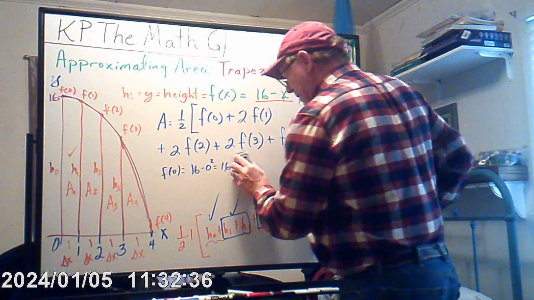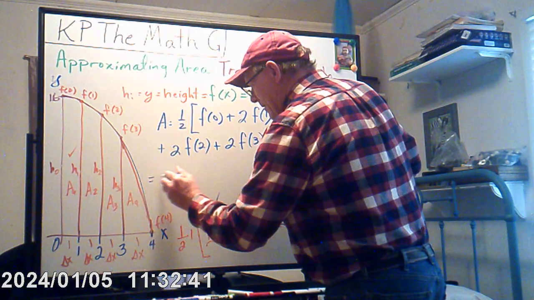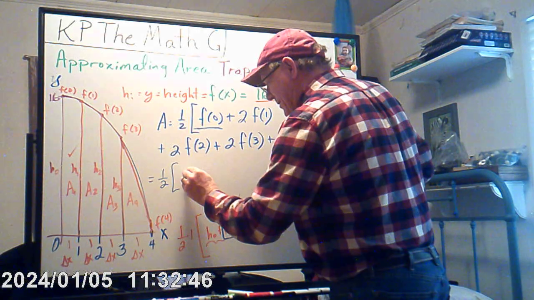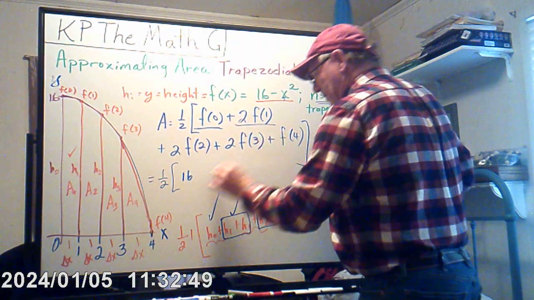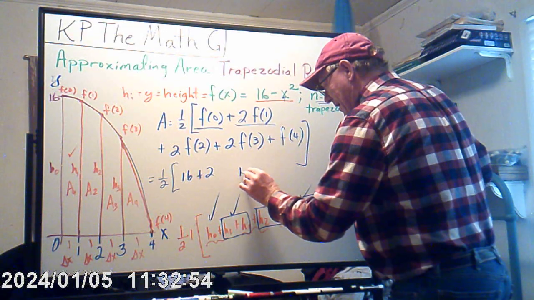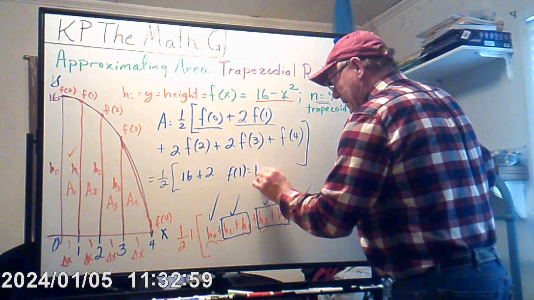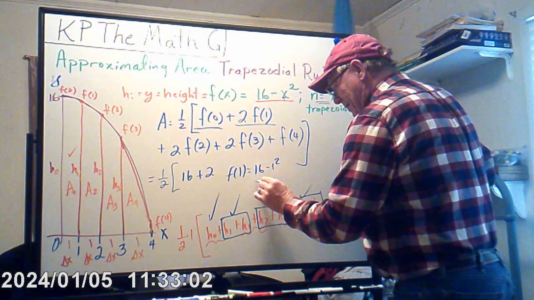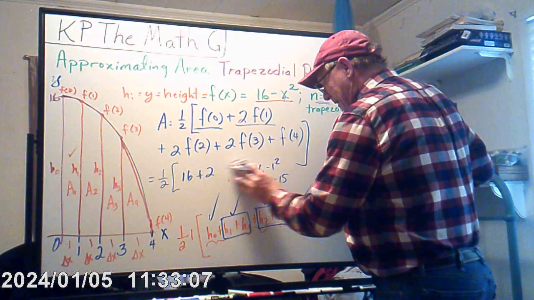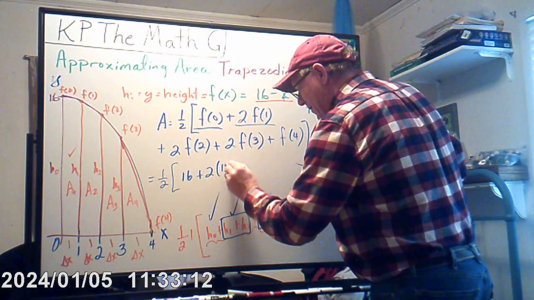I got to erase as we go. Okay, F at 0, so 1/2 times F at 0, which is 16, plus 2 times F at 1. F at 1 is equal to 16 minus 1 squared, which is 16 minus 1, which is 15. So 2 times 15. I already know these by heart.